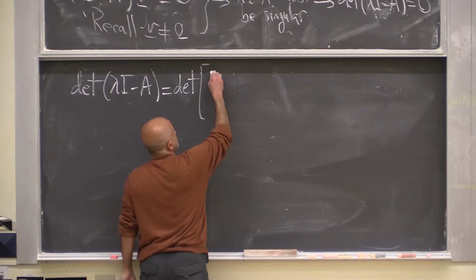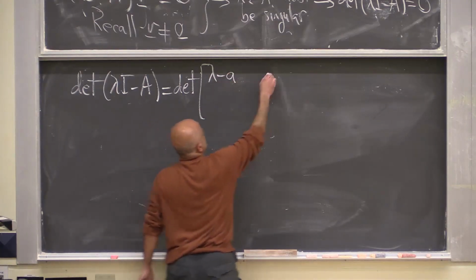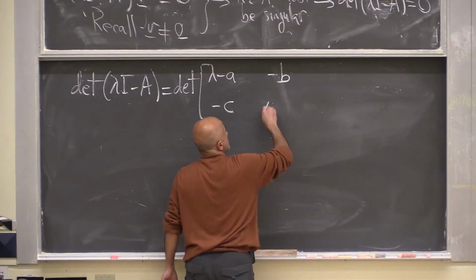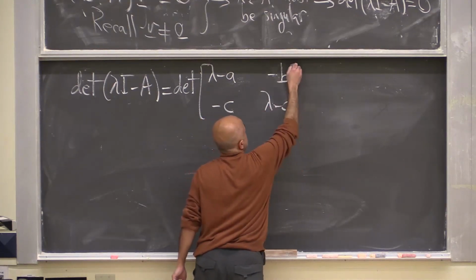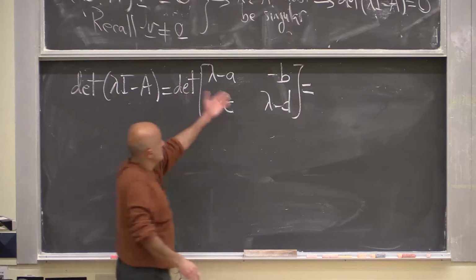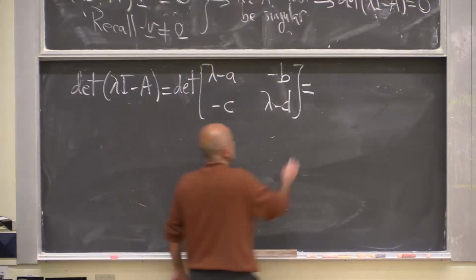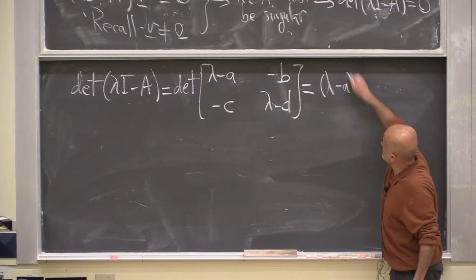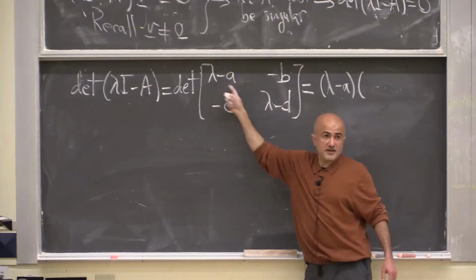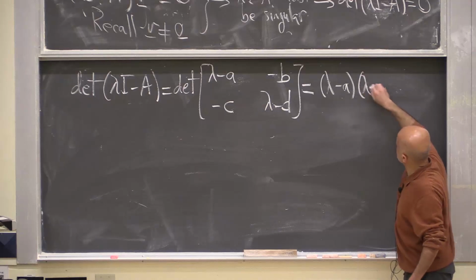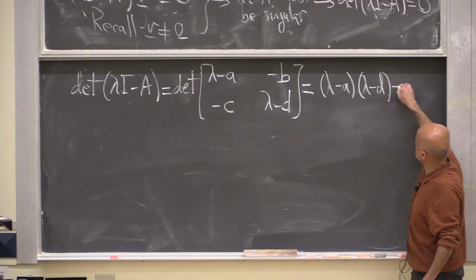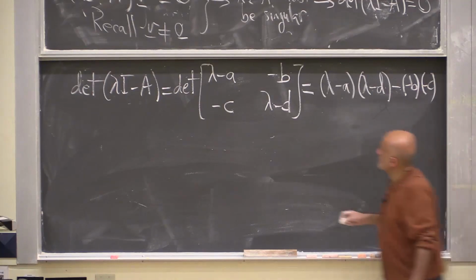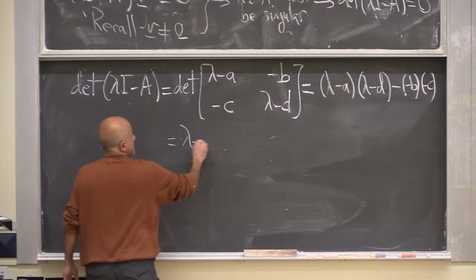So what's the top entry? It's lambda minus A. What's this? Negative B. What's this? Negative C. And this is lambda minus D. And what do you know about the determinant of 2 by 2 matrices? What do I have to do? Lambda minus A, it's the product of the diagonal entries, minus what? Minus B times minus C. So this is lambda minus A.